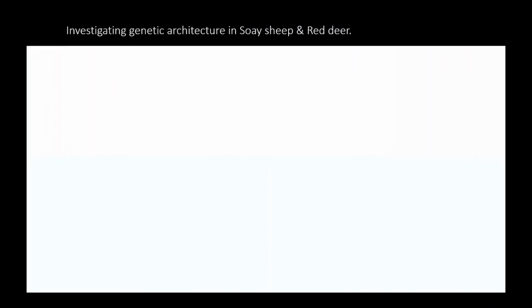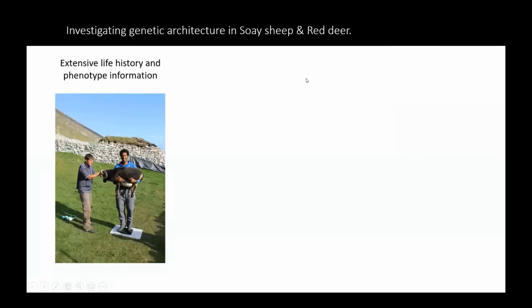So these populations are quite tractable for investigating the genetic architecture of traits, and they have three components to help us understand trait evolution. The first is that we have extensive life history and phenotype information from birth until death for most of these individuals. We go out on these expeditions throughout the year, and this is an example of my colleague Camilo Brenos weighing a Soay sheep in the field.